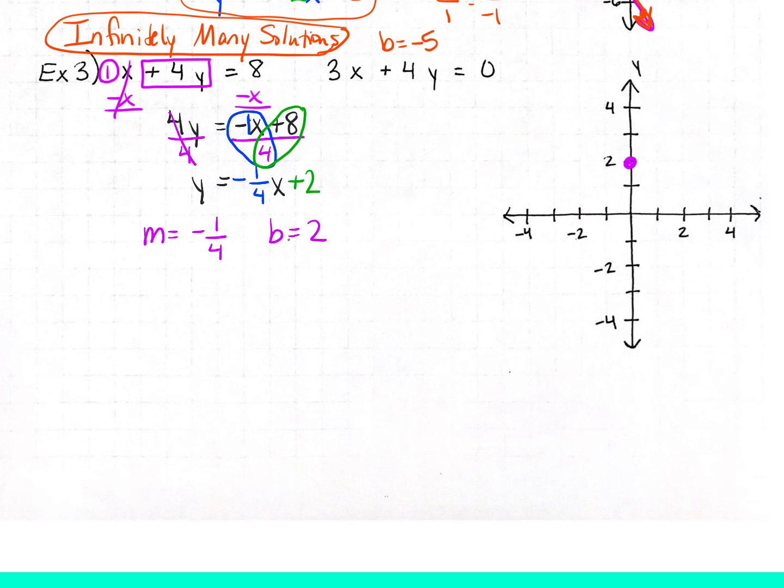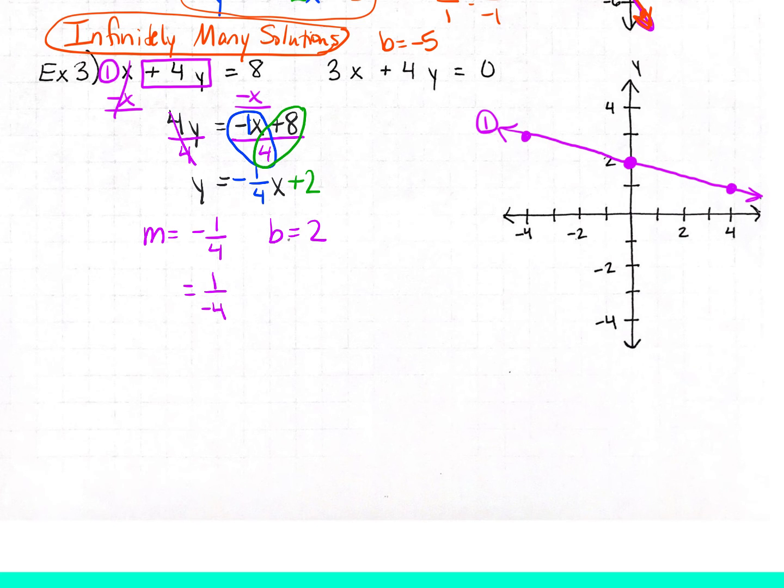We'll plot the y-intercept at 2, and then negative 1 over 4 means we're going to go down 1, right 4, and plot a point. It's the same thing as saying positive 1 over negative 4, which means from the y-intercept we go up 1, left 4, plot a point, and we'll draw a line through these points. And that was equation 1.